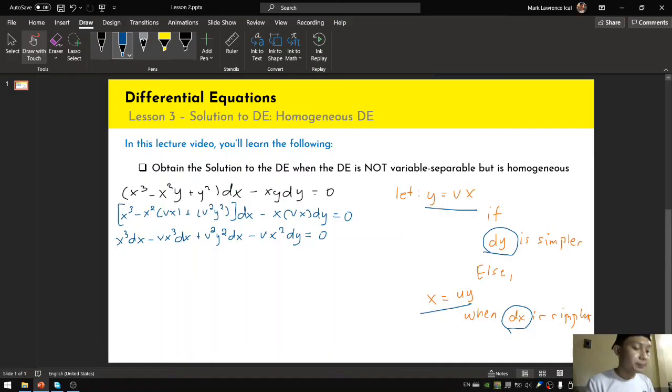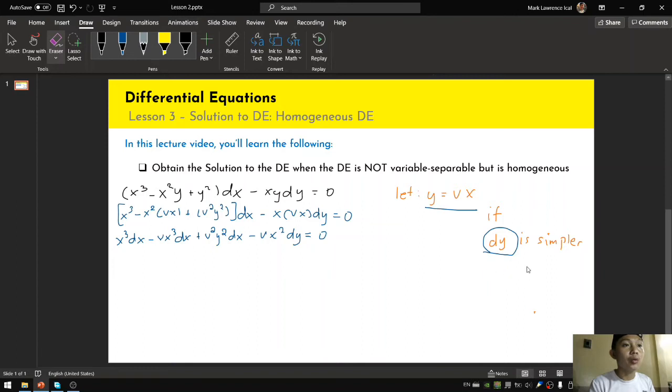Okay. Now, what's really interesting is that we have a remaining dy here in this section. So, what I forgot to mention is that there is another one. So there is an addition to this one. Okay. So, let's erase this kasi masyado nang masikip. We use y is equals to vx because dy is simpler. Right? So, we're going to differentiate this one.